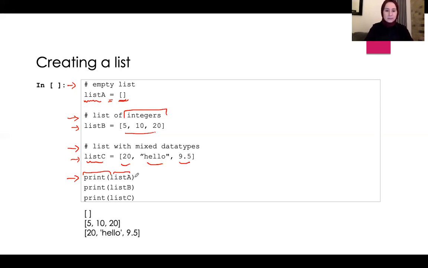When you run this piece of code, those are the results you will get. In the first place, it creates an empty list for us. The second one gives us list B, whose elements are integers. The final one, as you can see here, is list C with its mixed data types. So this is how you can print your lists, the elements of your list.